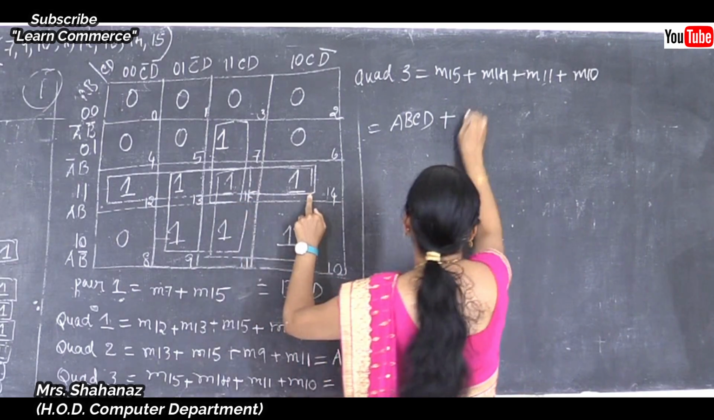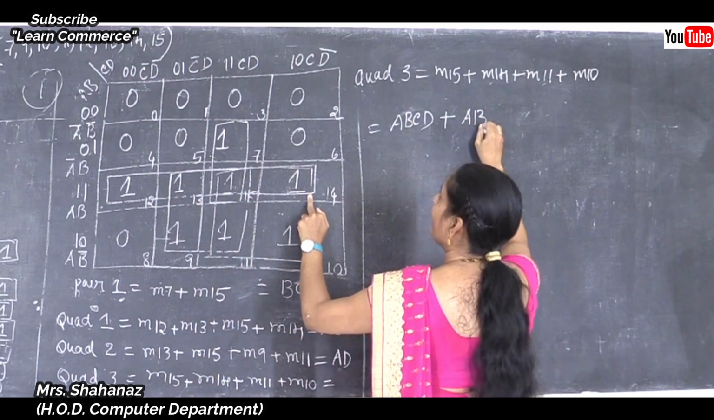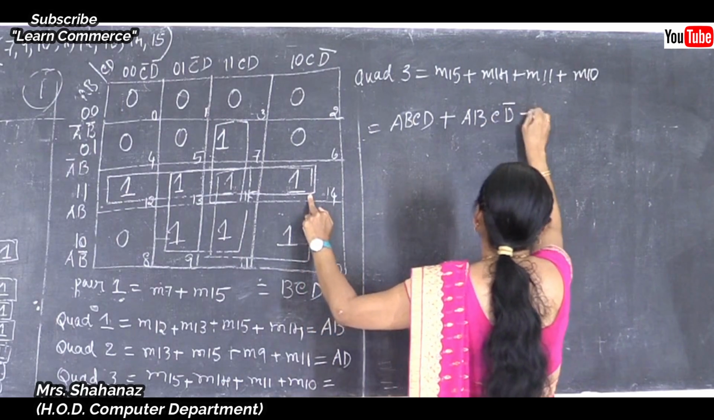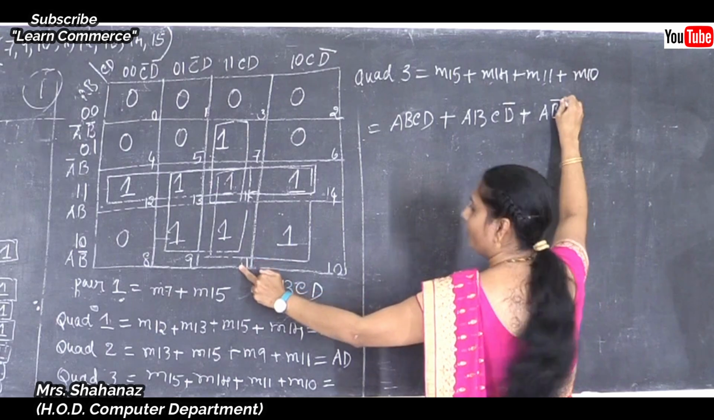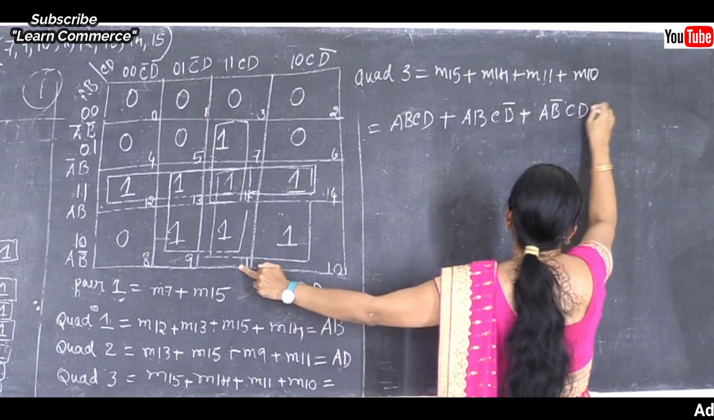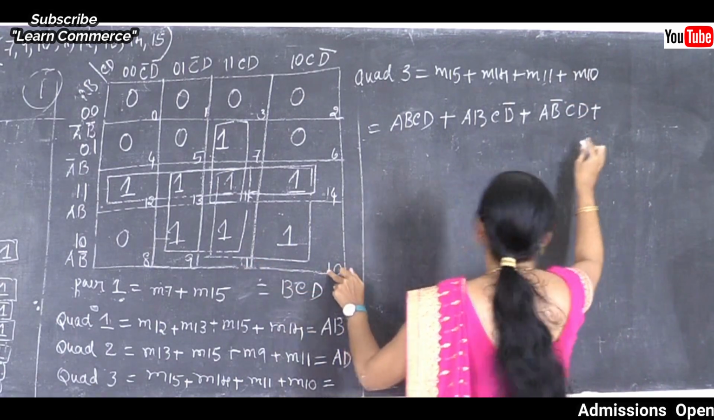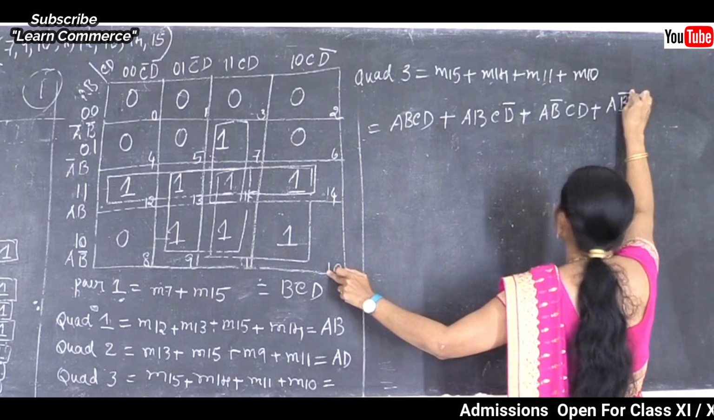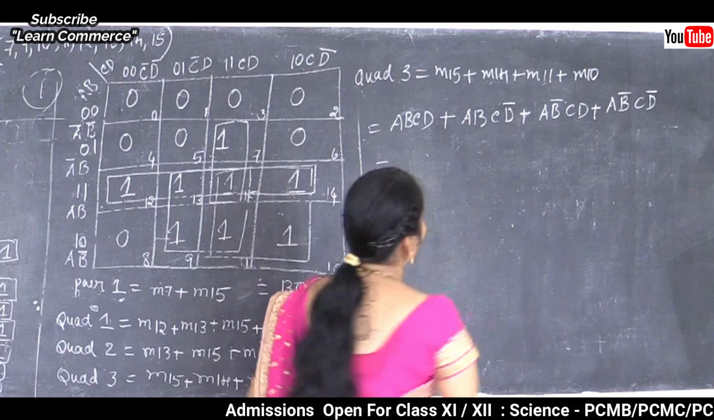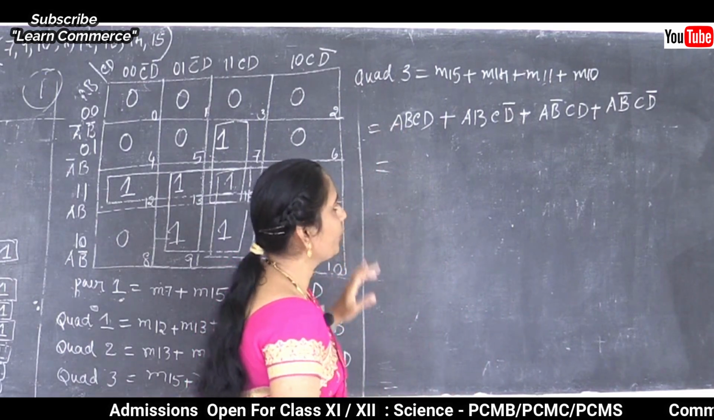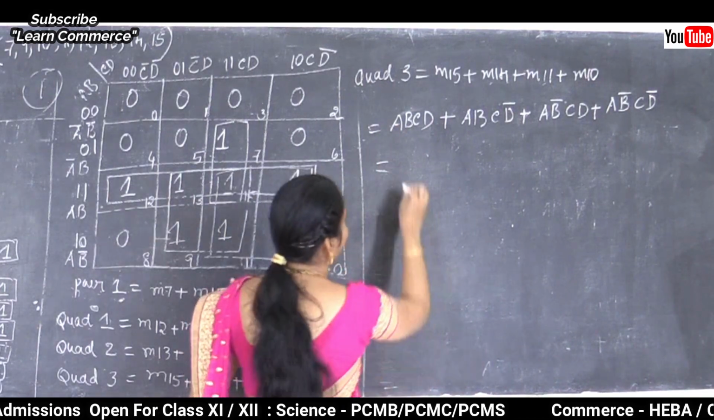Now the 14 value I want to take, so A B C complement D; the 11 value, A complement B C D; plus the 10 value, which is A complement B C complement D. After completing, now I am going to make the comparison between the values.